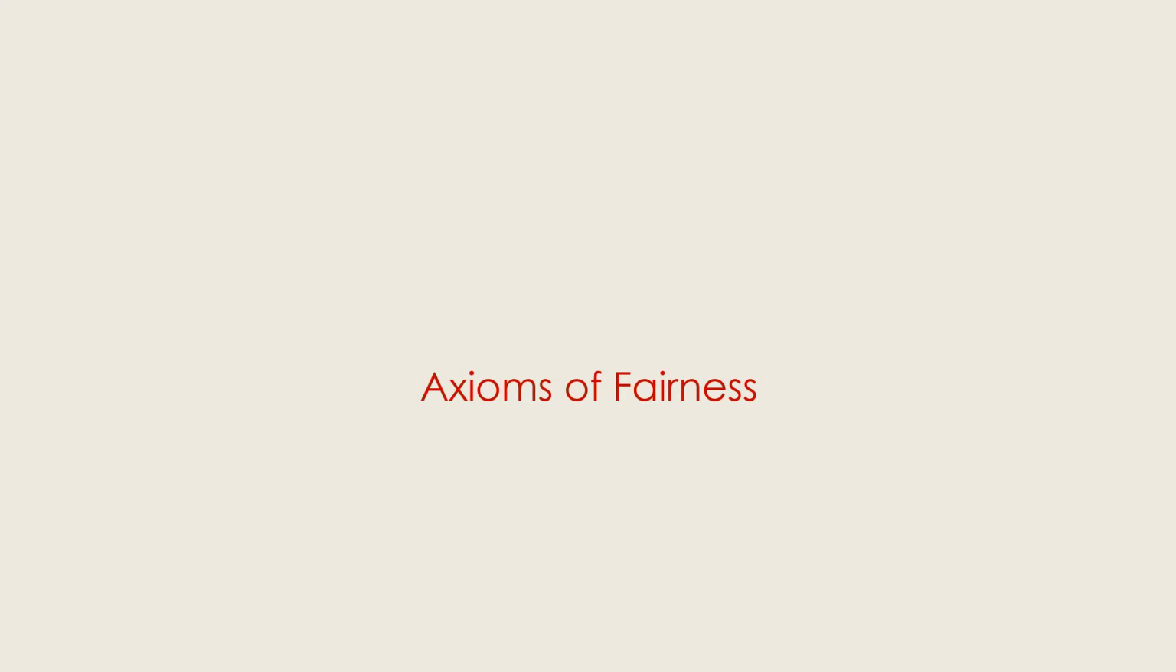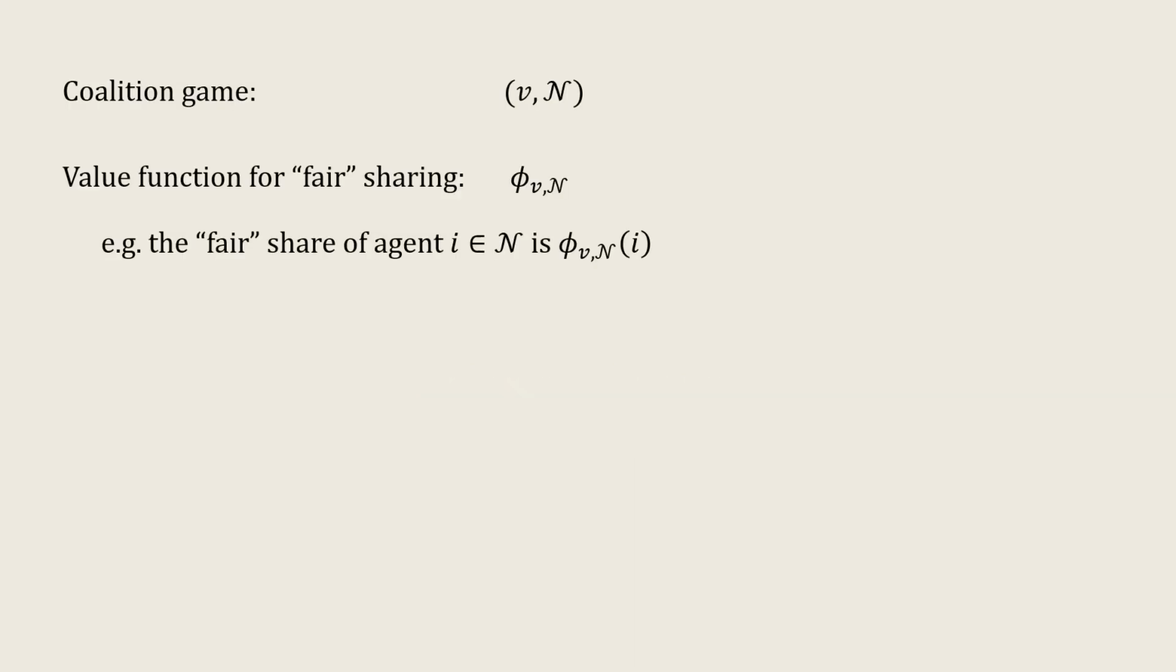The axioms of fairness. So consider this coalition game here, Vn, and this is the value function for fair sharing phi sub Vn. We'll adopt the symbol temporarily. Therefore, for any agent I in the grand coalition, the fair share of the agent would be denoted as phi of I.